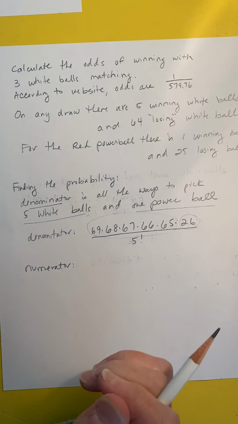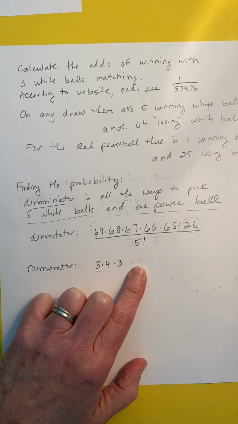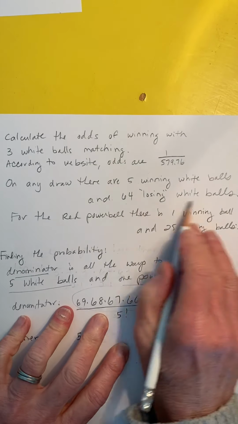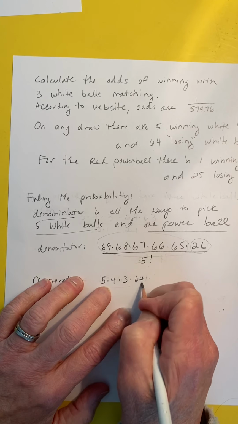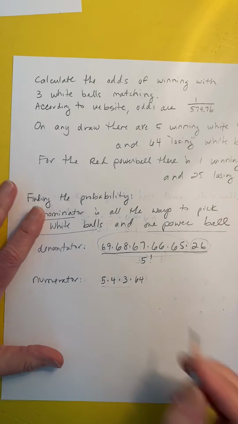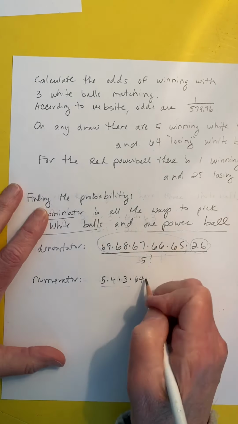But then you have 5 white balls. This is assuming you picked 3 winning white balls. There were 5 ways to pick the first, 5 chances to pick the first one right, then 4, then 3. Then the 4th and 5th balls in our combination are not winning balls, and we said there are 64 losing balls. So there were 64 ways I could have chosen one of the losing balls, and if I did choose one, there were 63 ways to choose a second losing ball. So this represents the number of ways to pick 3 winning balls and 2 losing balls.